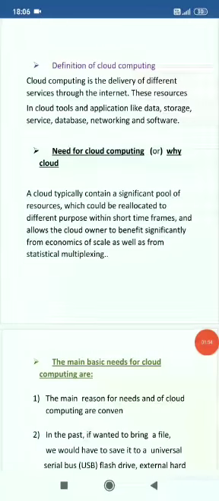Let us start with the need for cloud computing. A cloud typically contains a significant pool of resources which can be reallocated to different purposes within a short time frame, and allows the cloud owner to benefit significantly from economies of scale as well as a form of statistical multiplexing. That means cloud computing is the delivery of computing. It includes services, storage, databases, networking, software, analytics and intelligence over the internet to offer faster innovation, flexible resources and economies of scale.